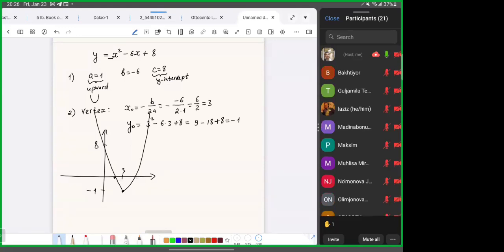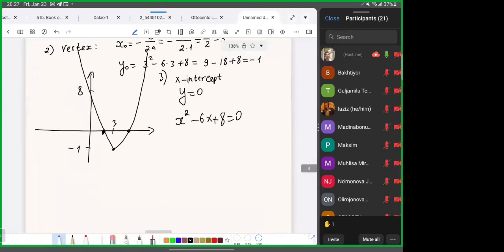Now let's think about those. What are they? They are x-intercepts. X-intercepts means when the y coordinate is 0. So x-intercept, when y is 0. Now we have the equation x squared minus 6x plus 8 equals 0. You can see it's our quadratic. Now we should solve this quadratic equation.